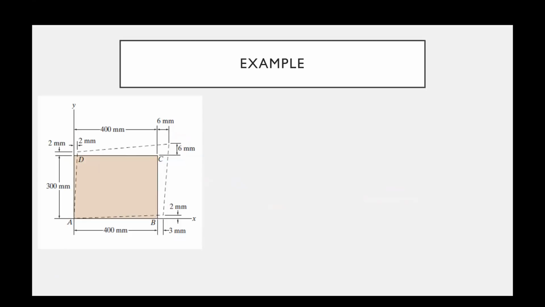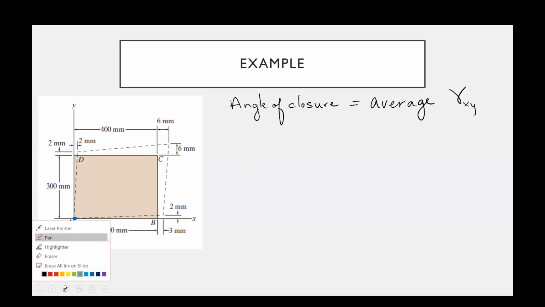All right, let's take a look at this for shear strain now. So if we look at point A, and we want to calculate the shear strain at that point in the average sense, we can calculate the angle of closure. So that gives us an average value of strain. And so the angle of closure is given by the sum of these two small angles.